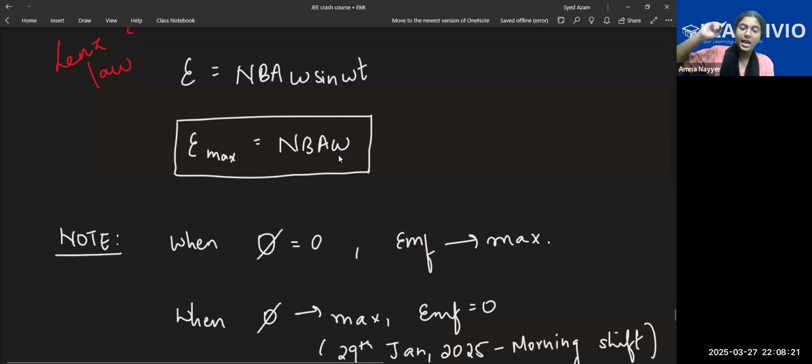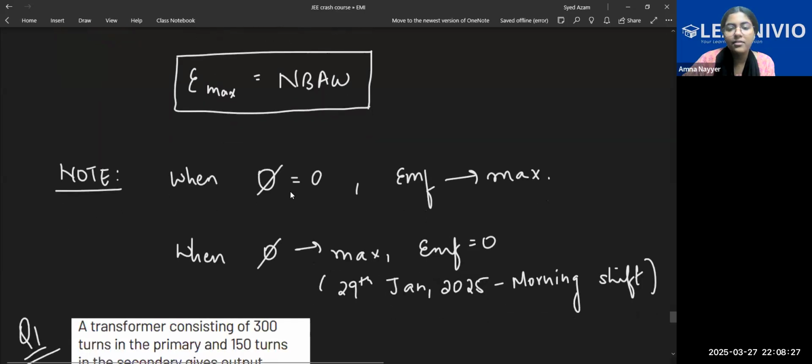NBA omega. Now in January this year, the paper had this question: when flux is zero. So basically, instead of writing the question, I made it as a note point, and I have also mentioned the 29th Jan 2025 morning shift paper. When flux is zero, remember, EMF will be maximum. When flux will be maximum, EMF will be zero. Just remember this. It can come in the form of a question. It has come in the form of a question.